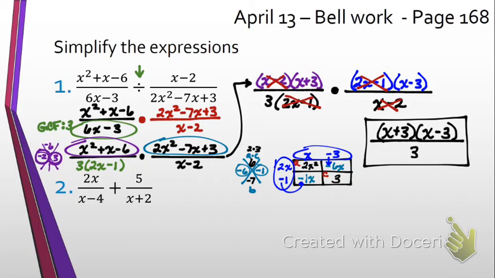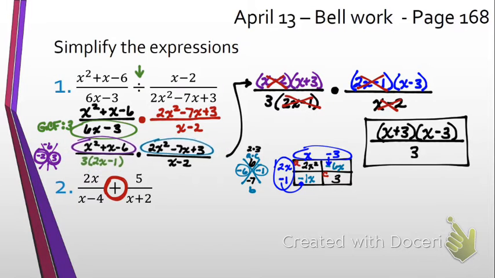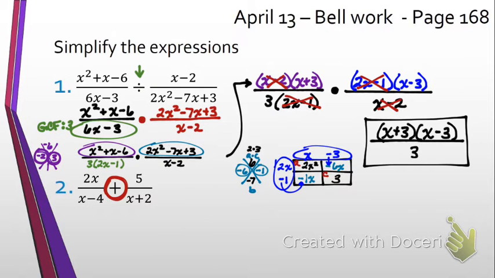All right, we're going to go to number 2 then. Do I need to do keep, change, flip on number 2? Why not? Because it is addition, it's not division. So if I'm going to add these two fractions together, what do I need? A common denominator. Careful here, do those denominators have any factors in common right now?